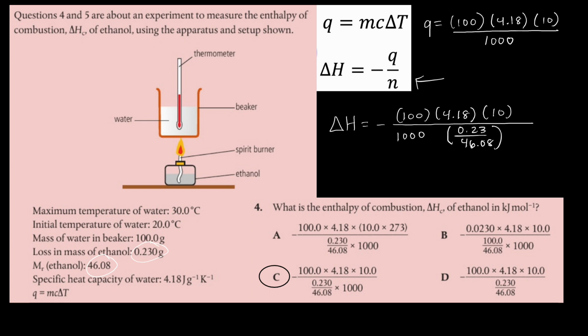Now, just to circle back to this, when we are looking at the question and the answer choices at the very beginning, remember it's asking you for kilojoules per mole and you're given joules. So we can automatically cancel out D because it does not divide by 1,000. And then if you look at A, it gives you a temperature change of 10 times 273, which is not the temperature change in this equation. It is 20 to 30. So that should also be an easy one to cancel out. So again, you're left with a 50-50 chance of the correct answer.